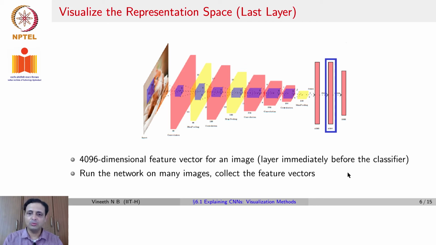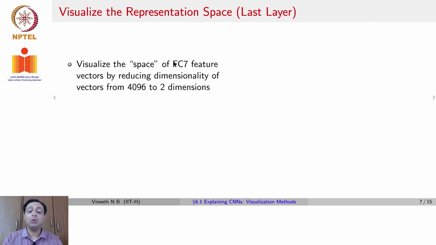So what we can do is take all the images in your test set or validation set for that matter, and you forward propagate those images until this particular layer and collect all these 4096 dimensional vectors. What do we do with them? You can now visualize the space of these FC7 feature vectors by reducing the dimensionality from 4096 to any dimension of your choice, but for simplicity, let's say 2 dimensions.